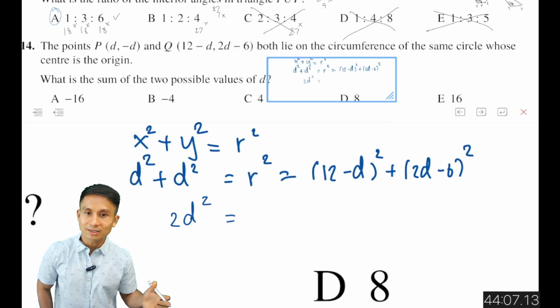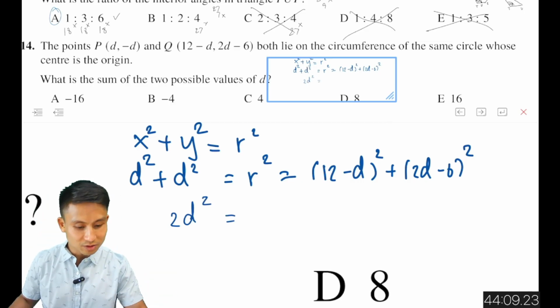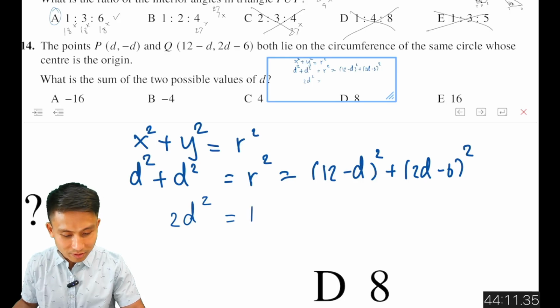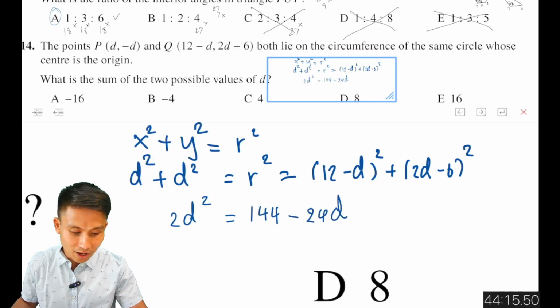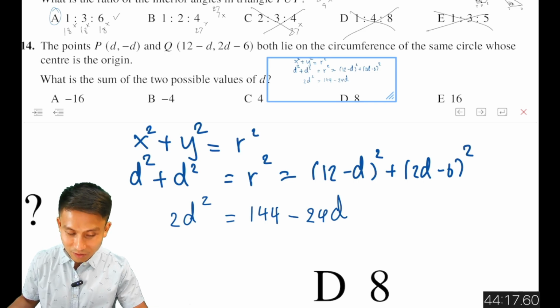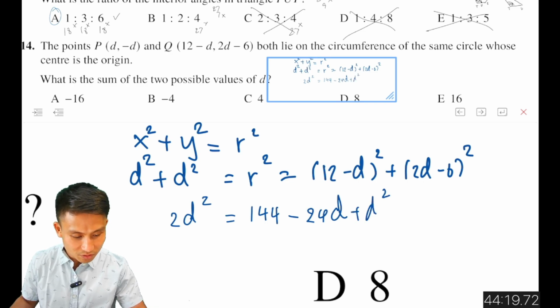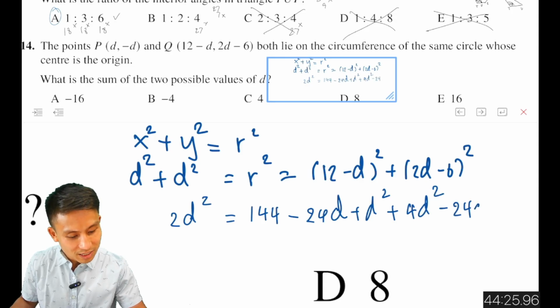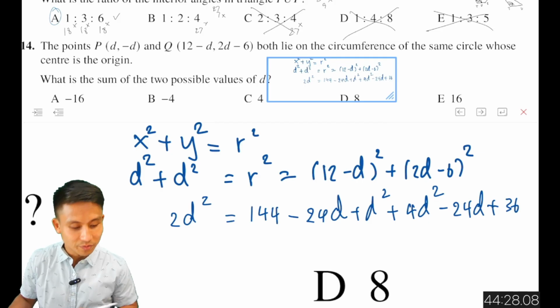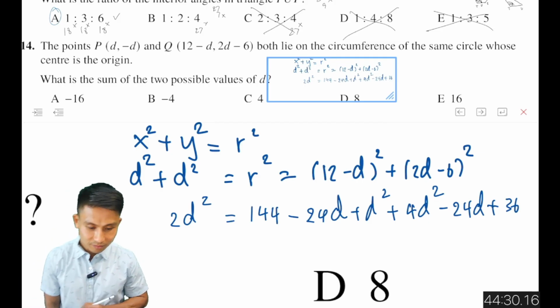equals, well, the right hand side there, you just expand using the complete square formula. I mean, you should remember this is 144 minus 24d. I mean, I know how to expand the square quickly there. You should also know that. This is 4d squared. 2 times 2 times 6 is minus 24d plus 36. Yeah, just expand them all out.